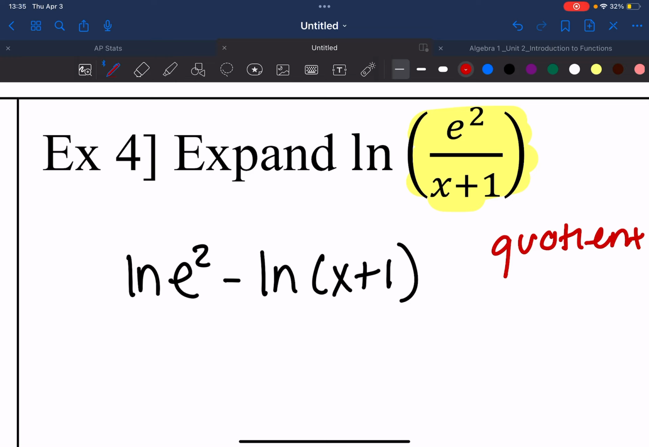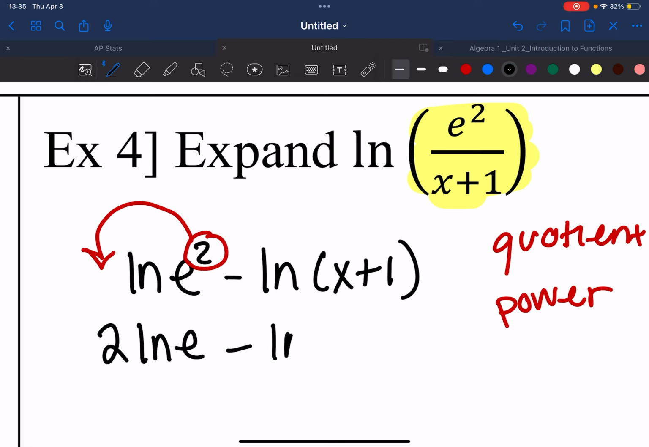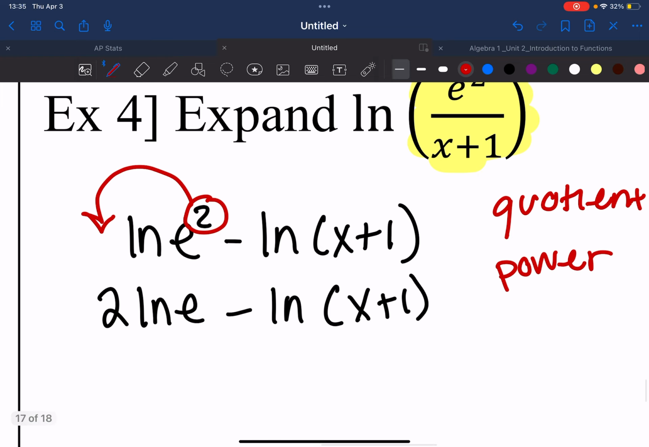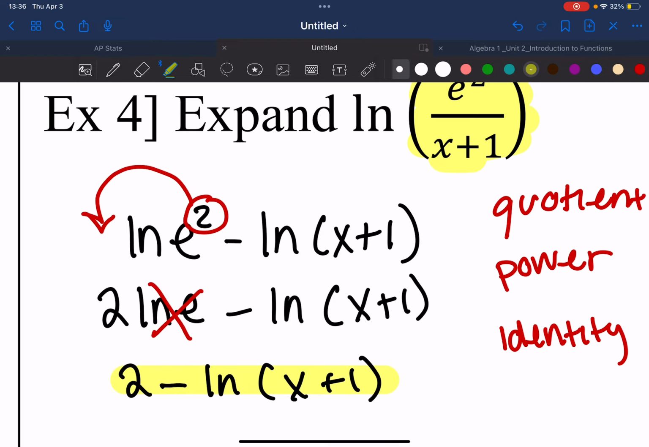Okay. Since I have this exponent here, I know that I can move it to the front because of the power property. So I could rewrite this as 2 natural log e minus natural log x plus 1. And because I have natural log and e together, I know that I can cancel them out because of the identity property. So that means I am left with 2 minus natural log of x plus 1. That's my answer.